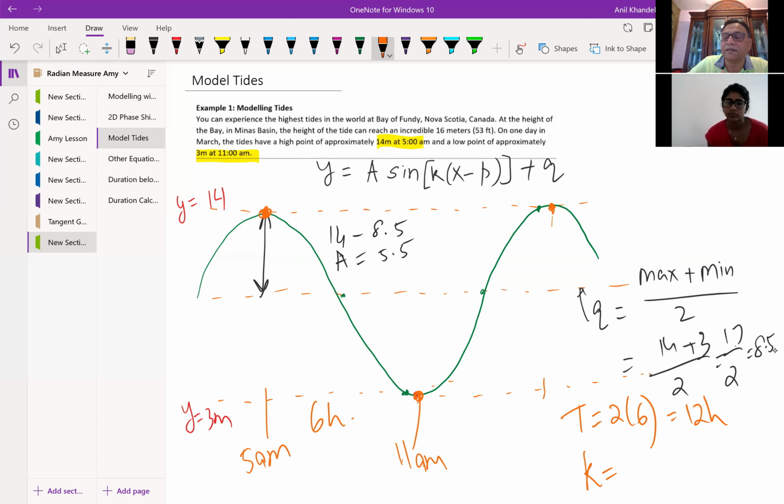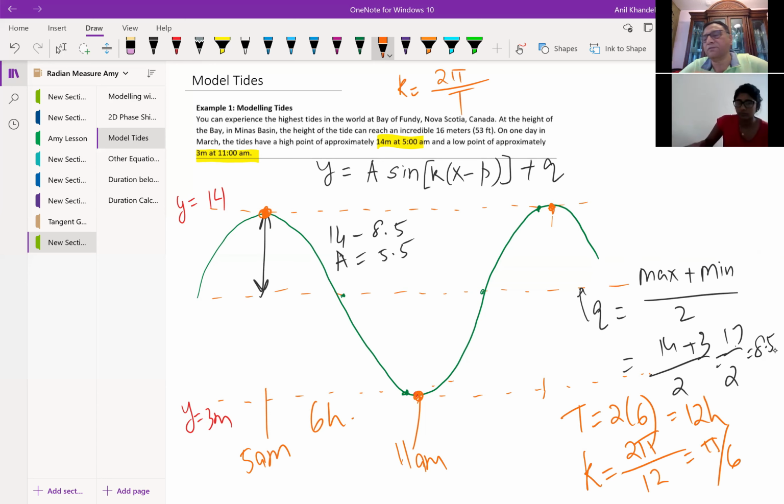Okay. So now we know the value of T, and therefore we know the value of K. If you're working in radians, which we should be working at this stage, K is 2 pi divided by T, which is 12, or pi by 6, correct? K is 2 pi or 360 divided by the time period. Since we found that the time period is 12 hours, we just divided 2 pi by 12 and we got the value of k, correct?